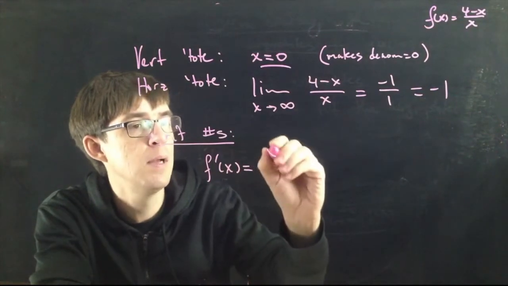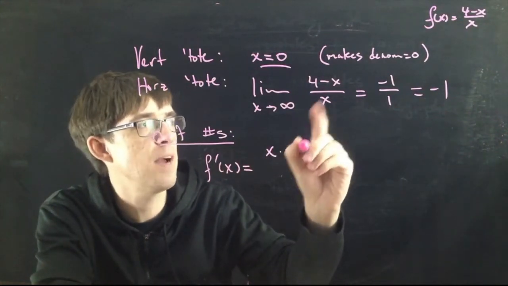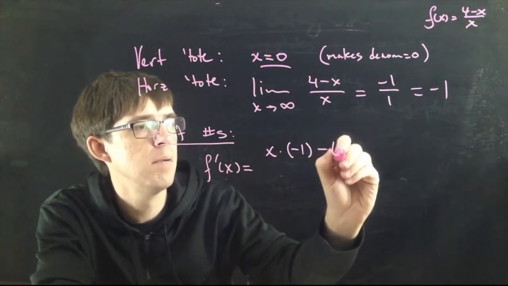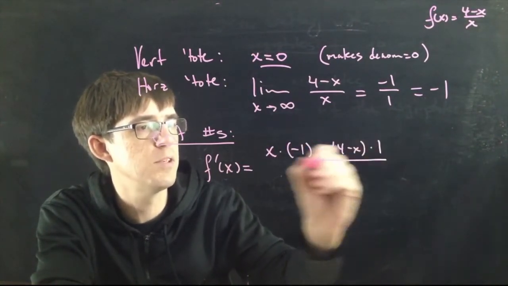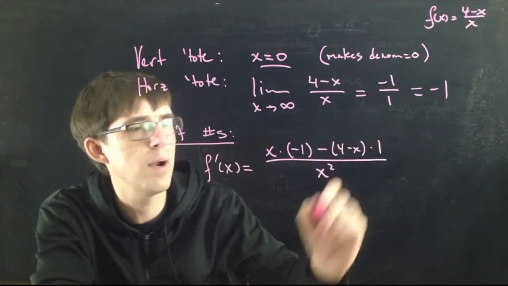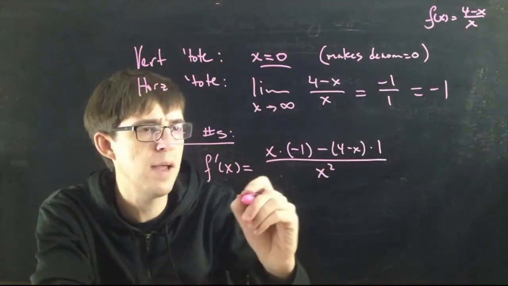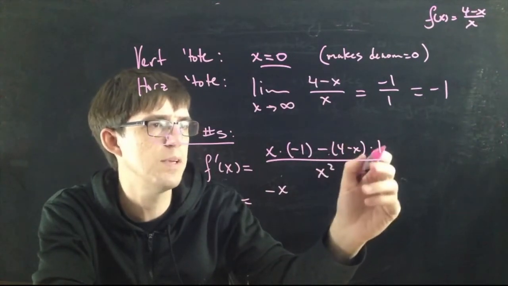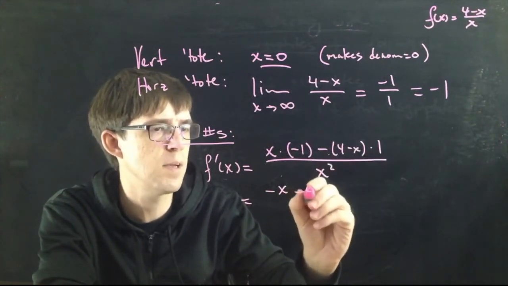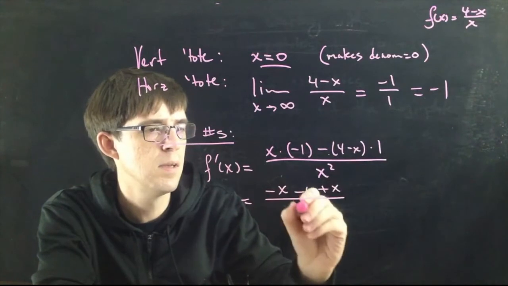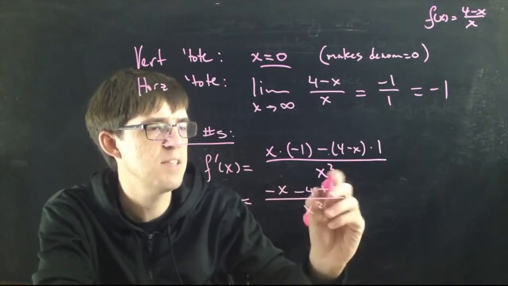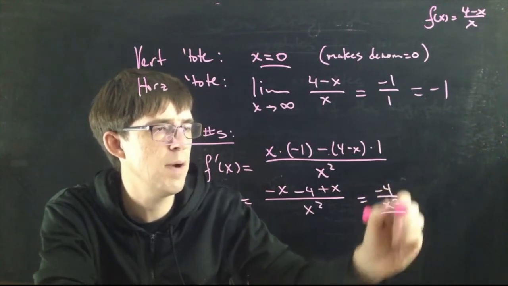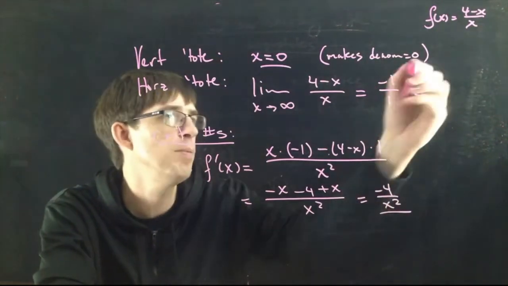It is the bottom, x, times derivative of the top. Derivative of 4 minus x will be minus 1. Minus the top, times derivative of the bottom, which is 1, divided by the bottom squared, x squared. All right, can we simplify? I think so. This is minus x, and then minus, this times 1 doesn't do anything. I distribute the minus. It looks like minus 4 plus x over x squared. Minus x plus x will cancel. This is negative 4 over x squared. All right, that is fairly simple. Maybe I'll put it up here.